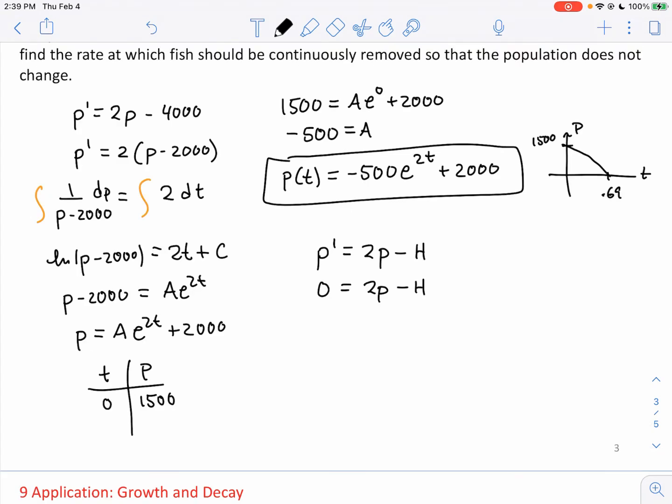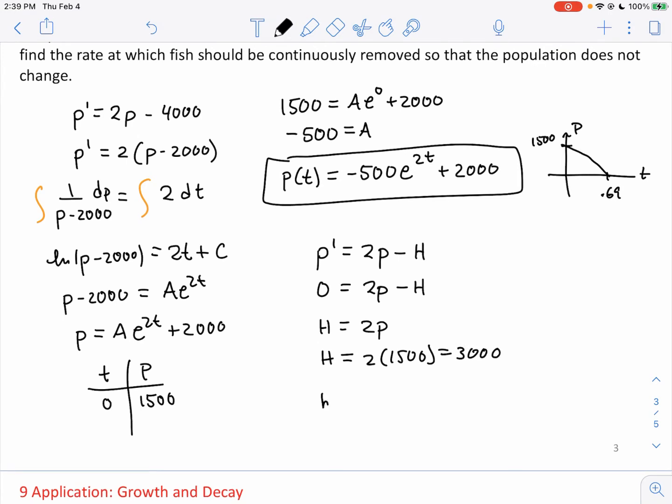So H needs to be twice the population. Well, what's the current population? We started at 1,500, so H needs to be 3,000. We can harvest 3,000 fish continuously per month.